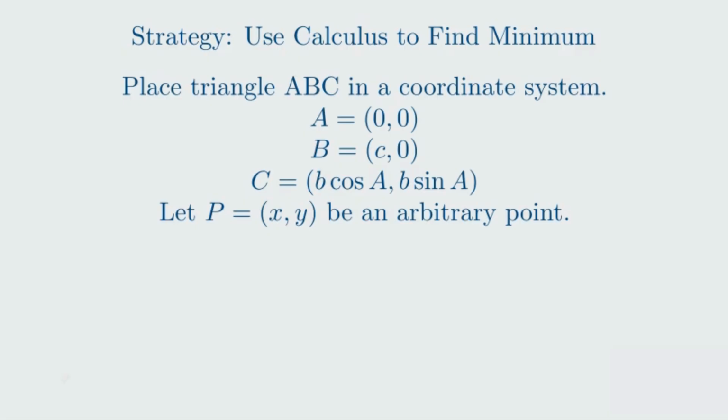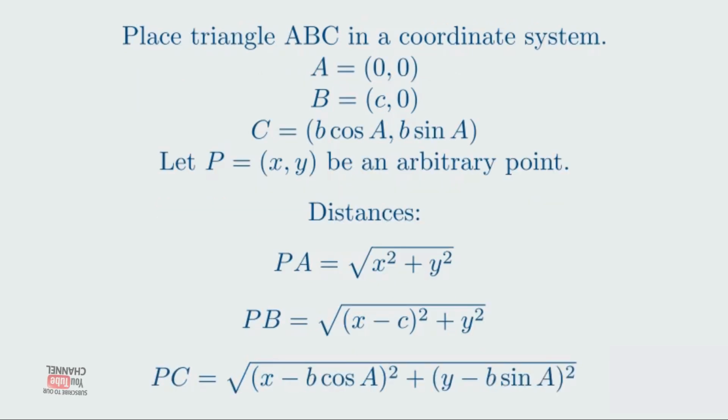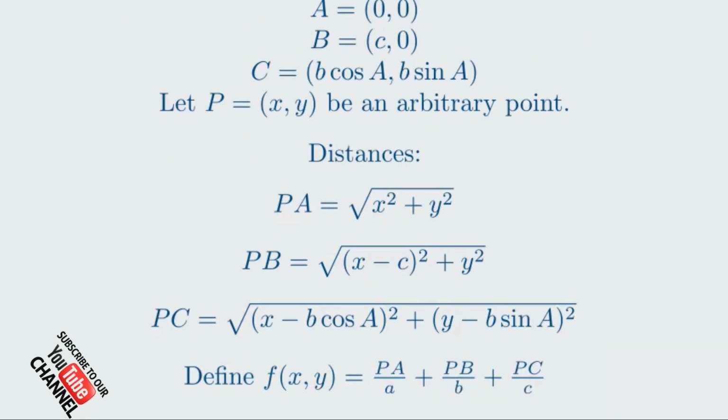This setup allows us to write the distances PA, PB, and PC using the distance formula. PA is the distance from (0, 0) to (x, y), which is the square root of x squared plus y squared. Similarly, we can write expressions for PB and PC. Now we can define our function, f(x, y), which is the expression we want to minimize. To find the minimum, we take the partial derivatives of this function with respect to x and y and set them to 0. This is a standard method to find the critical points of a function of multiple variables.